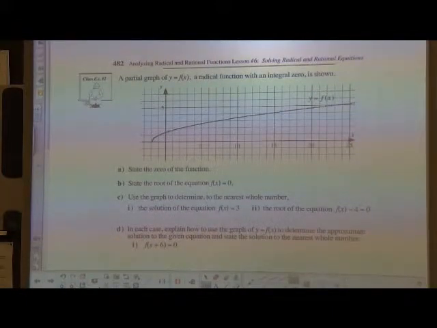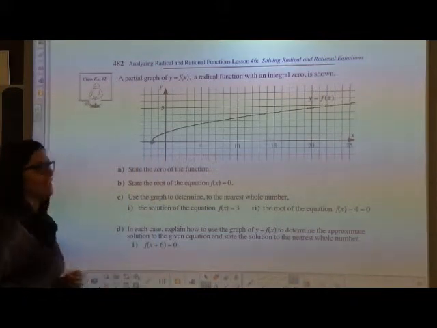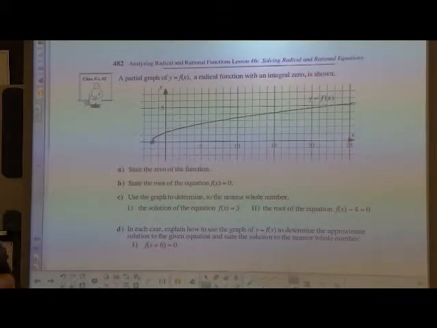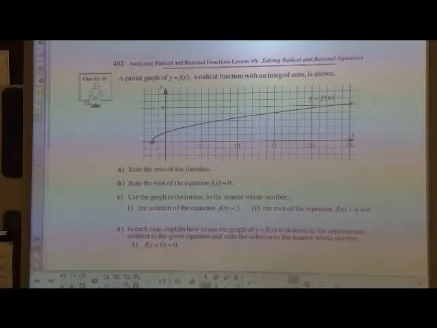So if we look at class example number 2, we have another radical function. A partial radical function of y equals f of x with an integral 0 is shown. So remember, the zeros are the x-intercepts. So that means that this is an integer. So what does each tick mark on my graph represent?